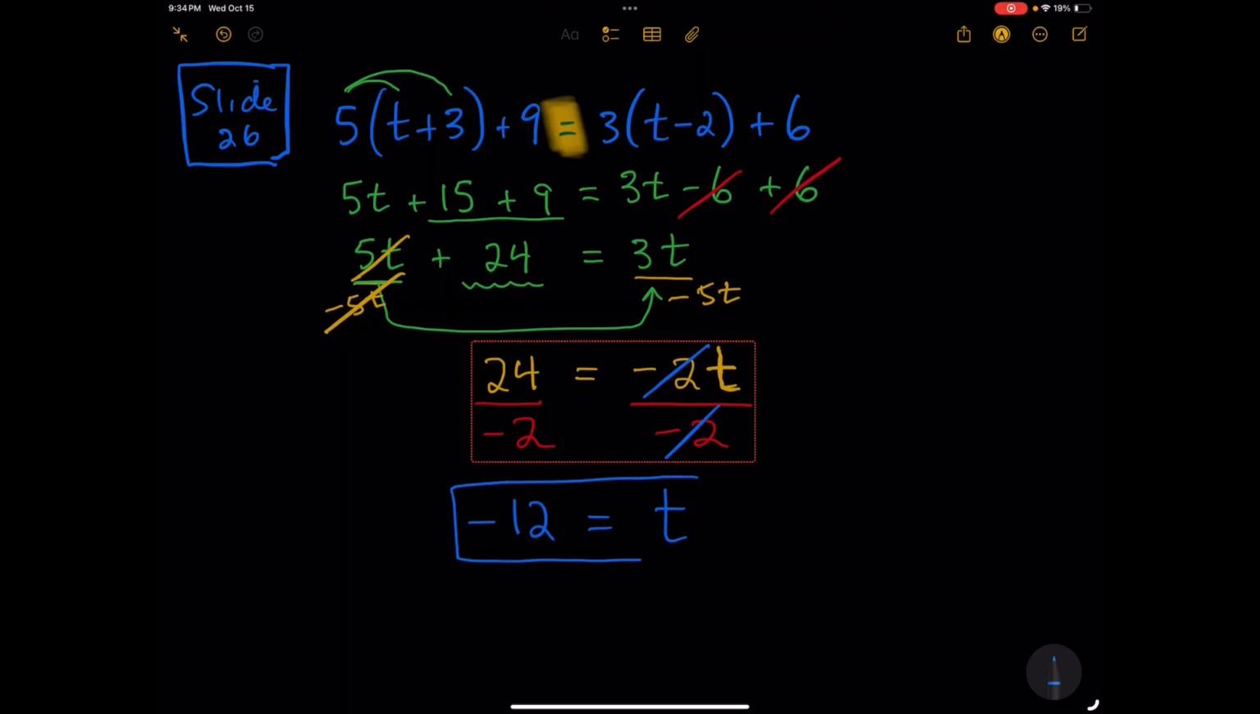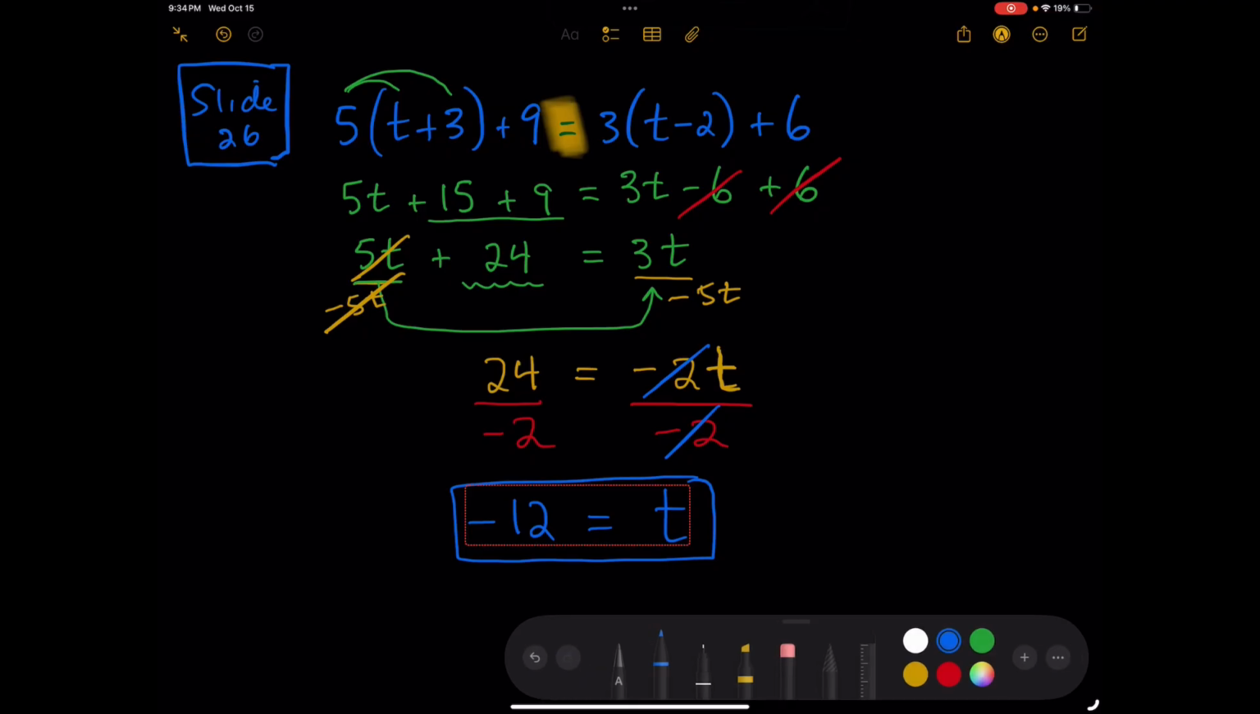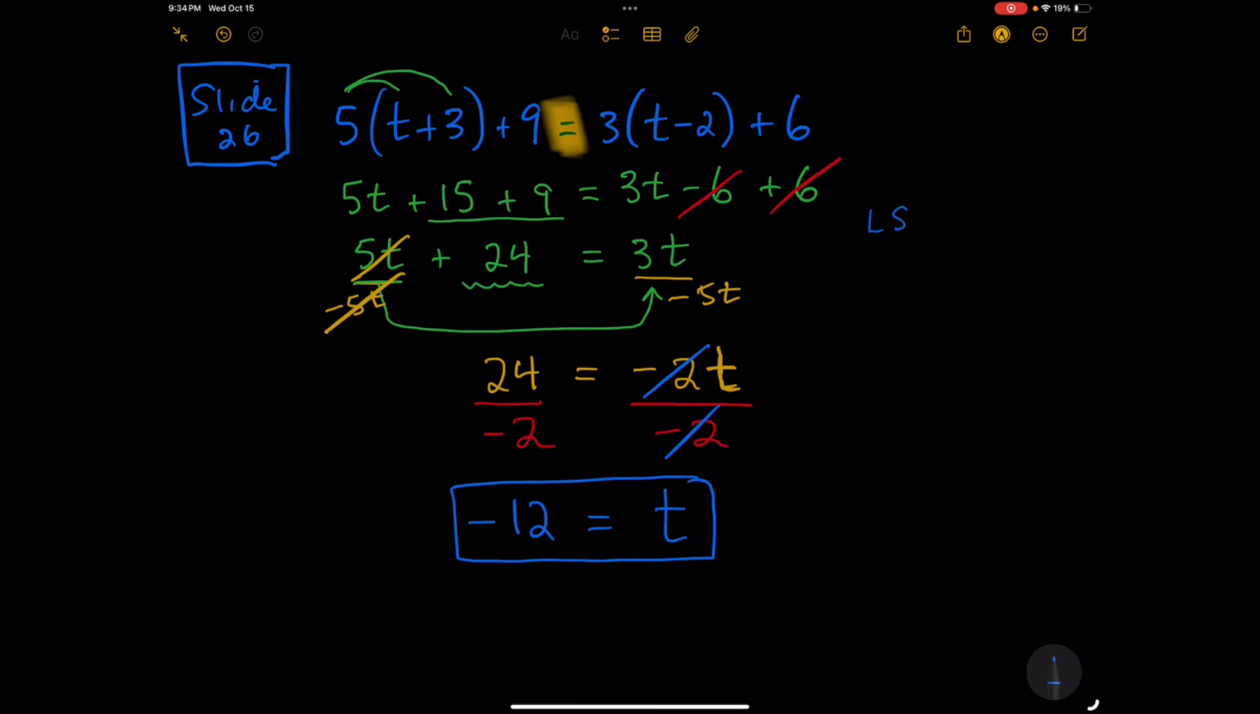And I'm going to put a box around that. And that is the answer to this problem. Let's do a check, just because it's always good to check our answers. And so I'm going to put my check up here. Left side equals, and I've got 5 bracket.